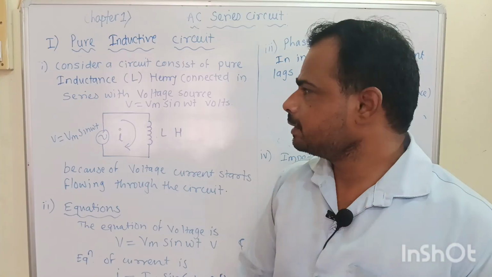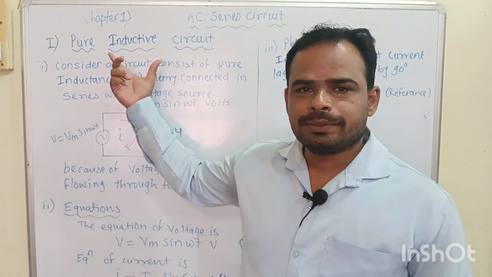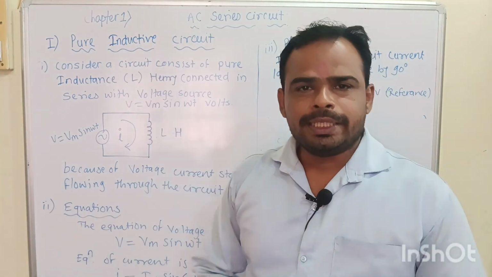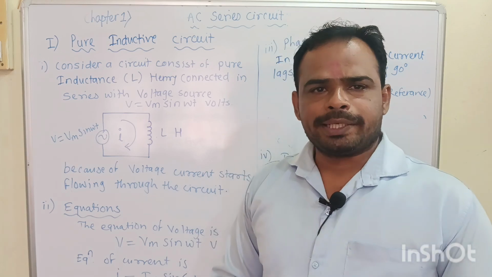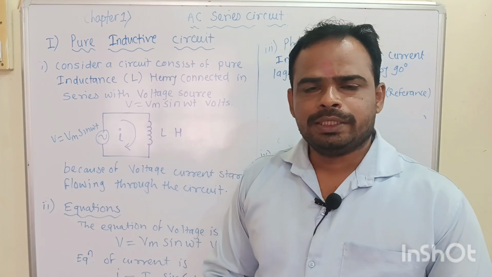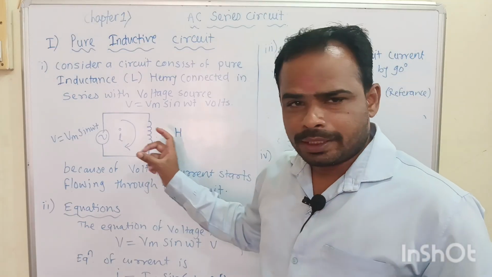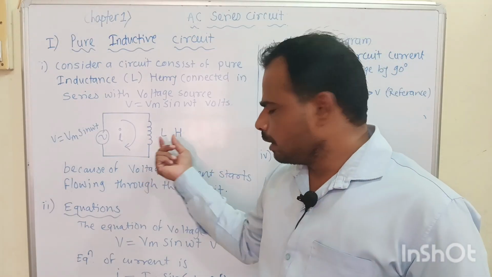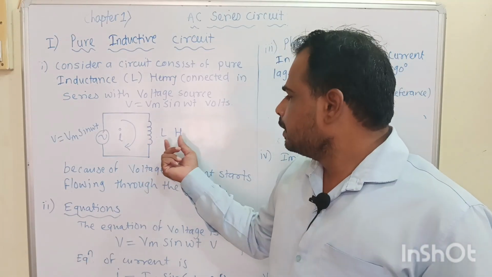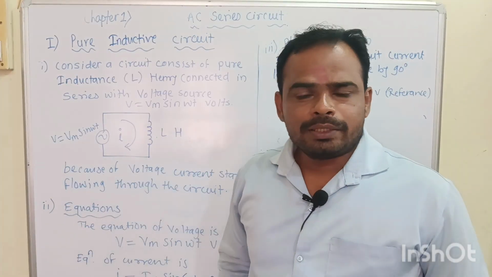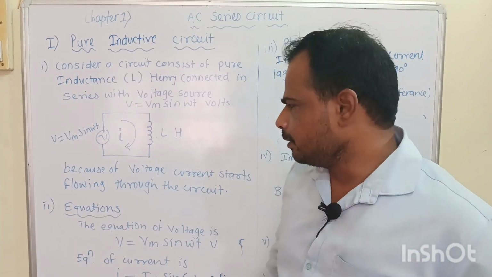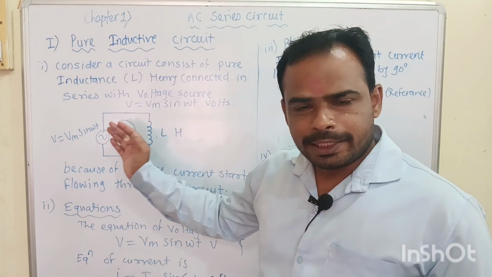Our next circuit is pure inductive circuit. In this circuit there is only one pure inductor. Pure inductor is in series with the voltage. या ठिकाणी प्युअर इंडक्टरला आपण एल ने डिनोट करतो आणि इंडक्टरचं युनिट आहे हेनरी. इंडक्टर आपण व्होल्टेजच्या किंवा सोर्सच्या सिरीजमध्ये कनेक्ट करतो. Inductor is connected in series with the voltage.